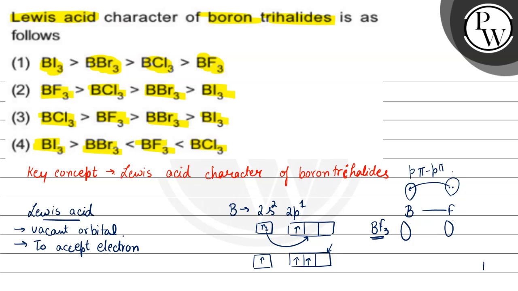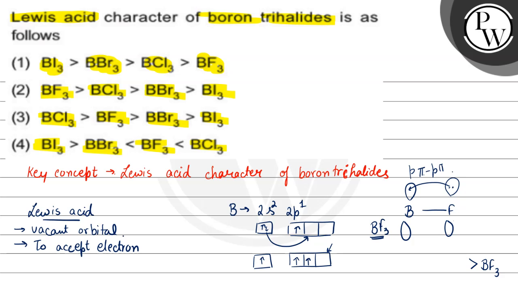As we go from fluorine to chlorine, to bromine, to iodine, slowly from fluorine to iodine the size is increasing. Because the size is increasing, the p orbital overlap also slowly decreases. So from BF3 to BI3, the vacant orbital is readily available in the case of BI3.